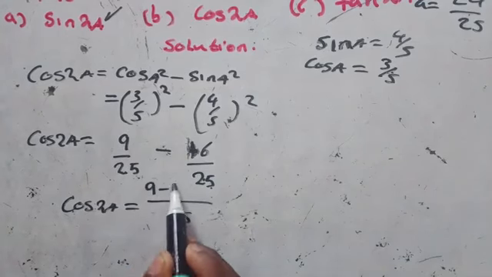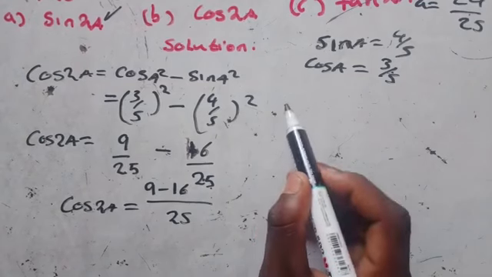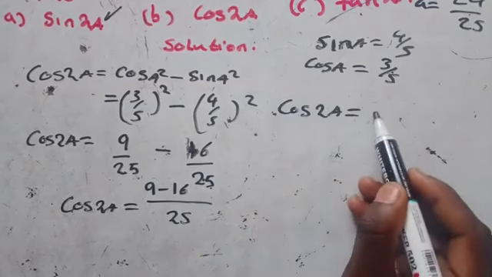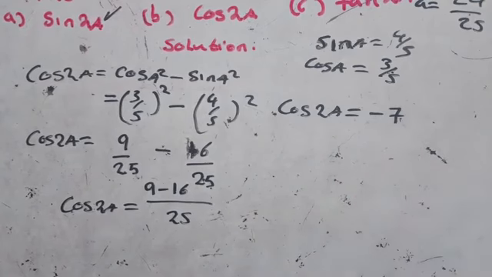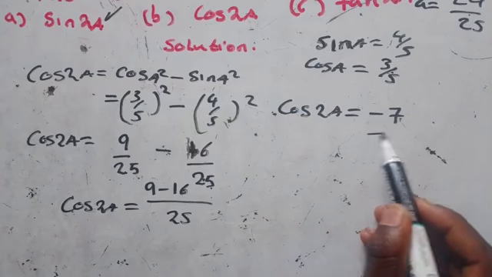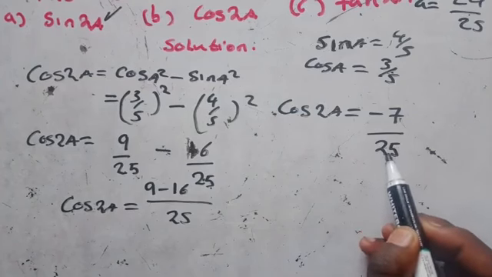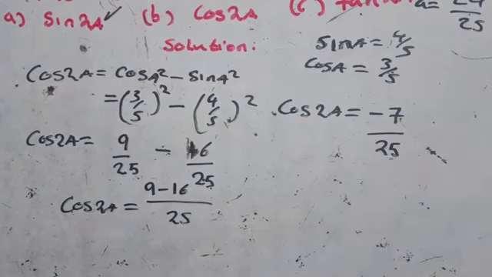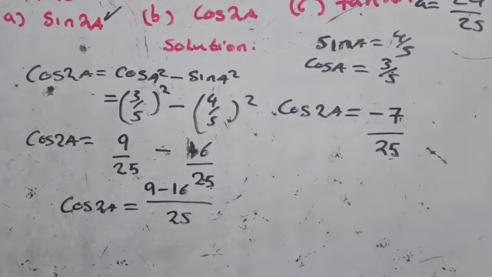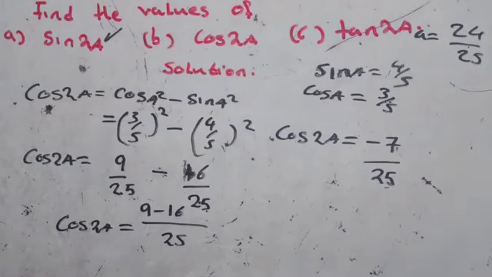9 minus 16, which will take us to this: cos 2a is equal to 9 minus 16, which is negative 7. Remember, you take the sign from the bigger number, which is 16 there, over 25. Okay, so this is cos 2a. So cos 2a is negative 7 over 25. We found sin 2a, which is 24 over 25.